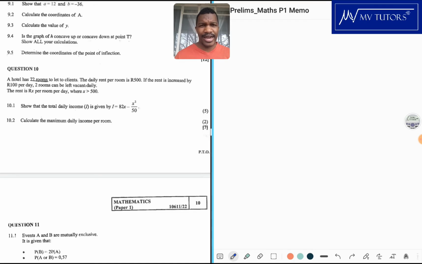But if you read it carefully, what it's really saying is that, okay, let's put the number of rooms right there. Let's just say number of rooms. So what it's saying is that, look at this. It starts off with 72 rooms. But what's happening? The daily rent per room is 500.